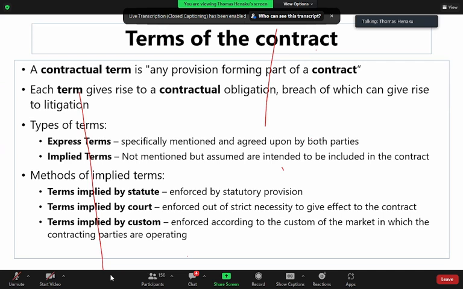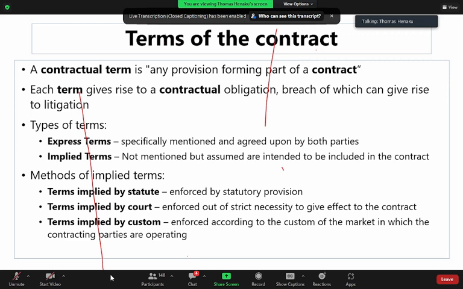So yeah, I have been saying that a contractual term is any provision forming part of a contract. Each term, we are saying, gives rise to a contractual obligation, a breach of which can give rise to litigation. Not all terms are stated expressly, and some terms carry less legal gravity as they are considered to be peripheral to the objectives of the contract.